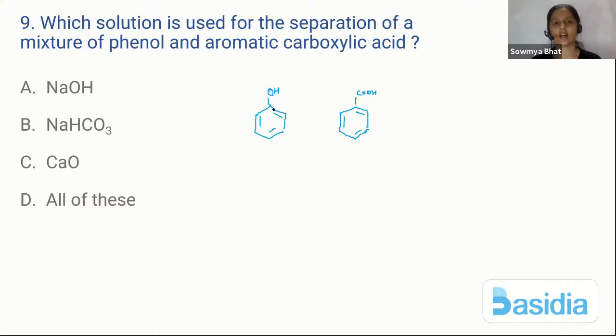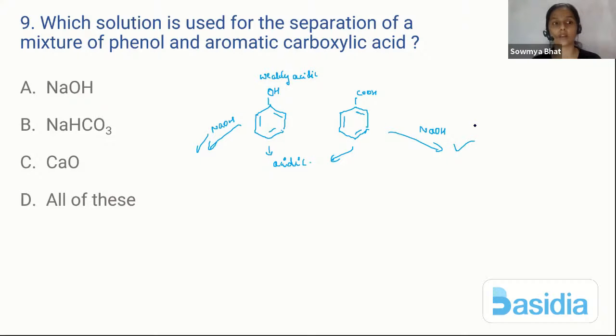So when you see this phenol and the carboxylic acid, both are acidic in nature. But phenol is weakly acidic compared to the aromatic carboxylic acid. So if you are going to treat them with sodium hydroxide, both of them are going to react. This also reacts, this also reacts, where the hydrogen, that's a proton, gets replaced by Na in both the cases. So you can't separate a mixture of phenol and the aromatic carboxylic acid.